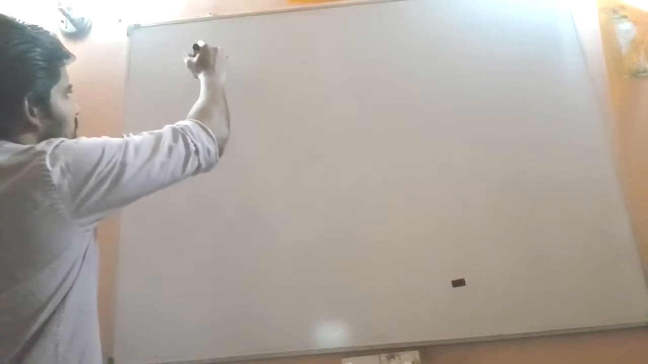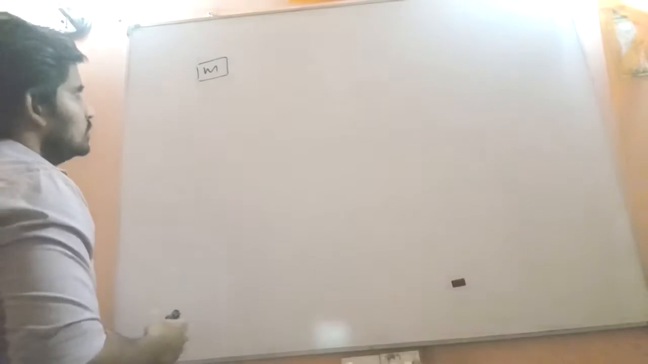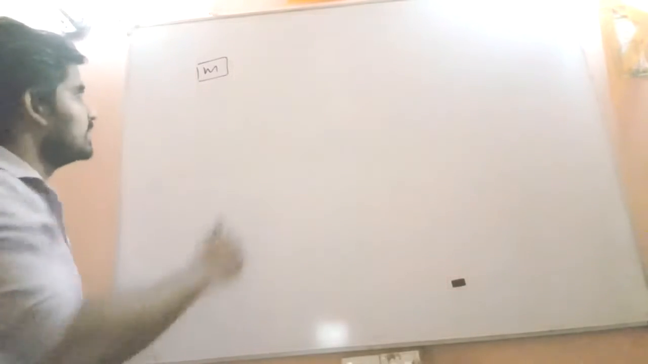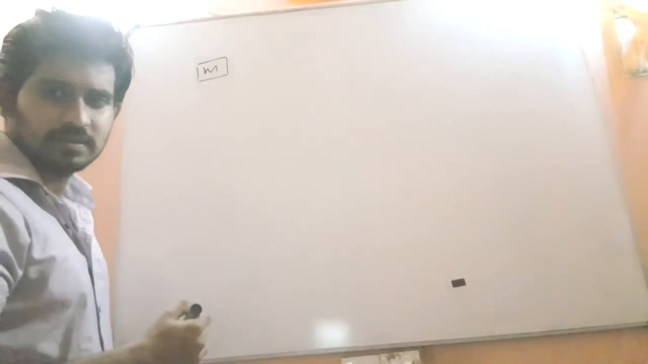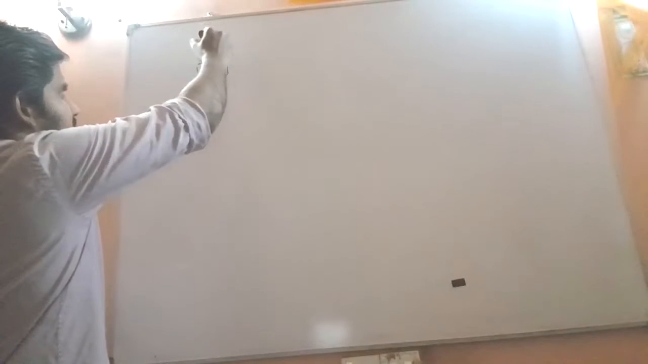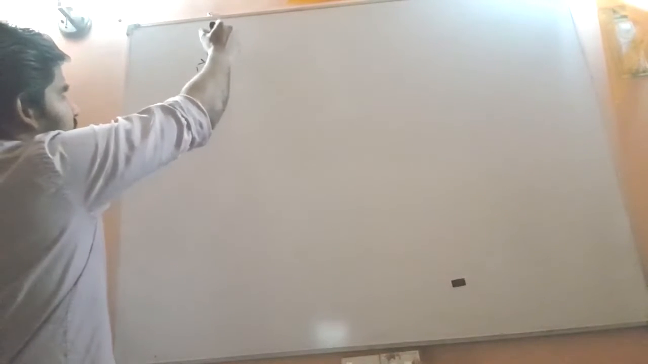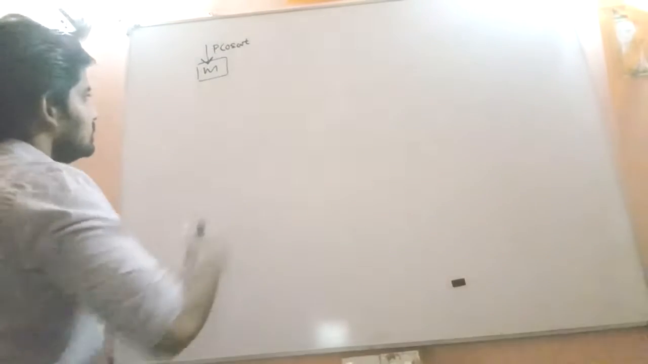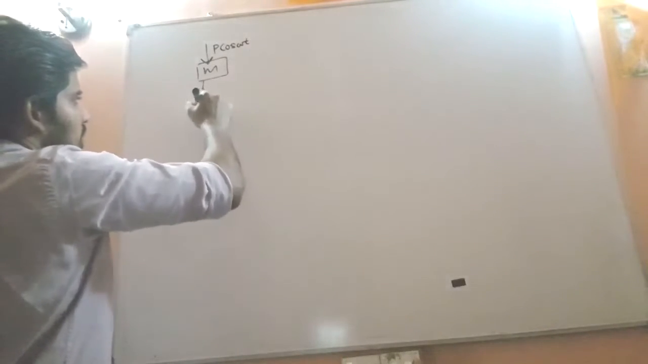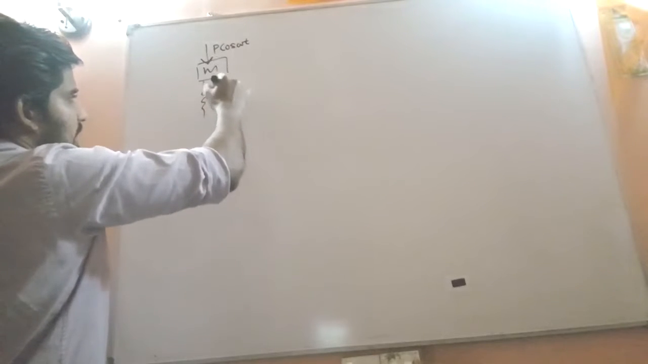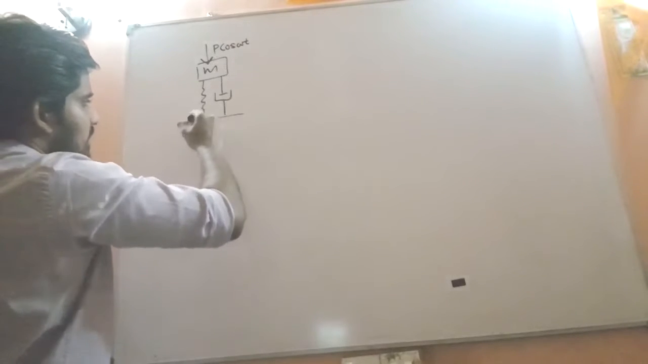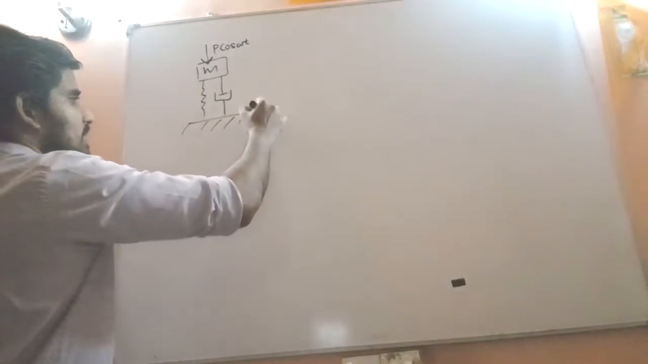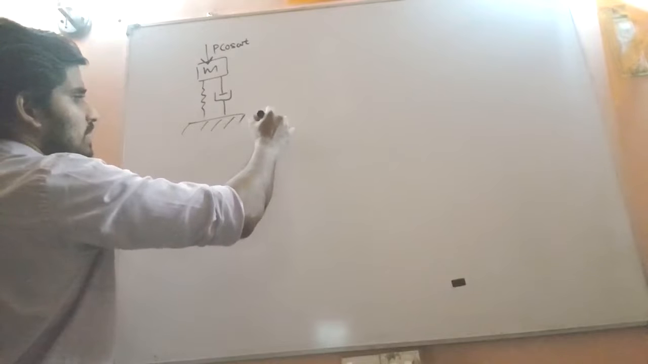So here we have mass m, right? There is an excitation force acting on the mass. Let's say the force acting on the mass is P cos omega t, right? And this mass is connected to a spring as well as a damper that is connected to a base. So let's say this is the base, or you can say ground, right?